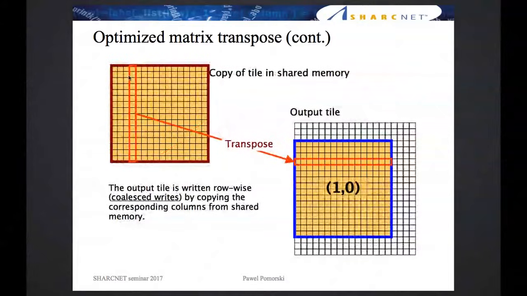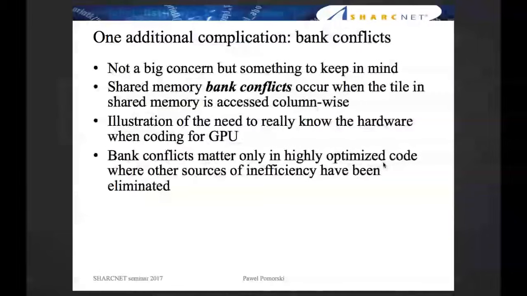Now to copy it out, the same warp takes a column of the shared memory and writes it out as a row. So we access this as a column, but in shared memory, that's okay. And we write it out as a row into the standard memory, the global memory, and this is the correct access pattern. So if we do it like this, we are going to be accessing global memory correctly. But there's one more little caveat.